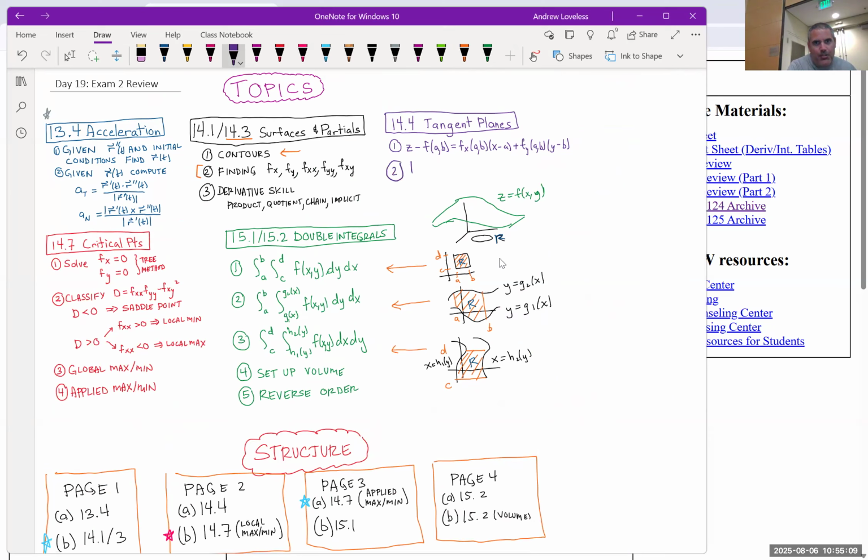But the linear approximation is just another way to think of what that z is. So sometimes we call it a linear approximation. If we want to get really fancy, we call it L of x, y. And we move all this to the other side. So a question that asks for the linear approximation or the tangent plane is actually asking for the same thing, just written in a different way.